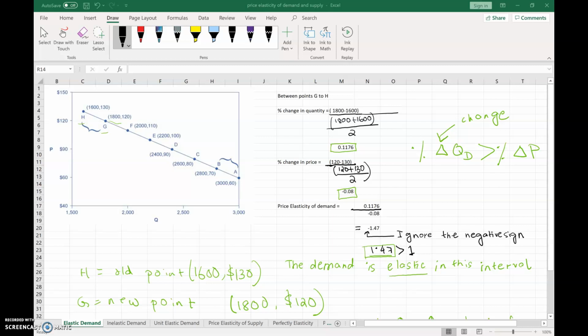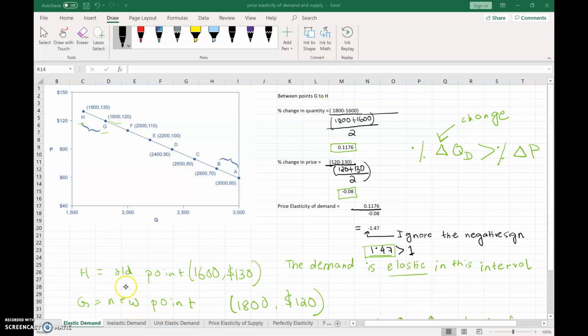Hey guys, in this section I will look at the concept of midpoint elasticity of demand. Along the demand curve, the elasticity of demand is not going to be the same. To understand this better, take a look at this demand curve. I will calculate the elasticity between points G to H.